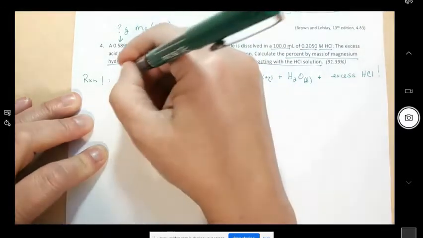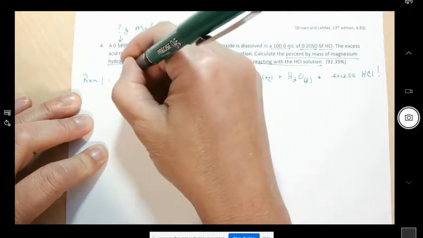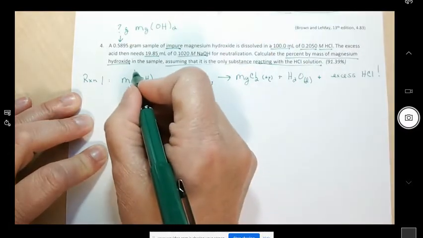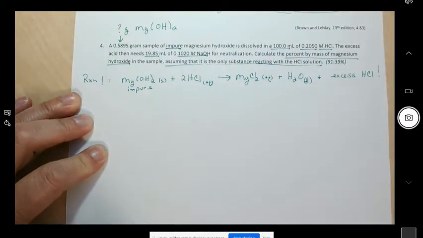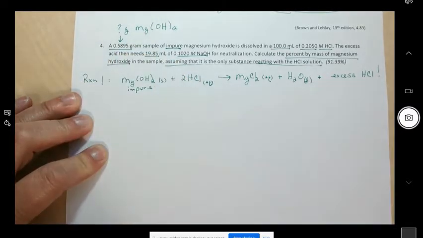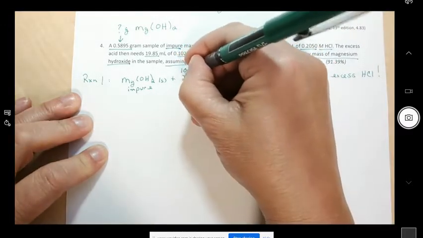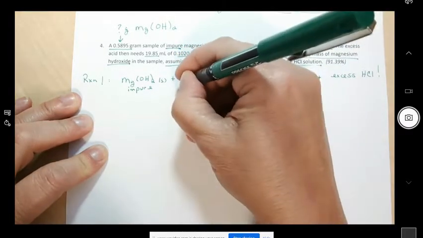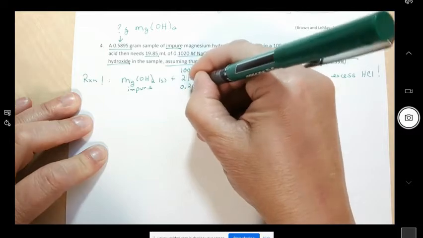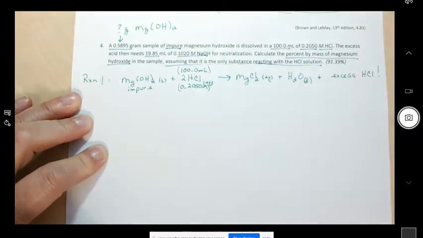This is impure, and we really don't know what mass we had that was pure magnesium hydroxide. We know this was our impure sample, but we really don't know how many grams of that was magnesium hydroxide. But we do know we added 100.0 milliliters of a 0.2050 molar solution. So I'm going to kind of write that right there to keep track.